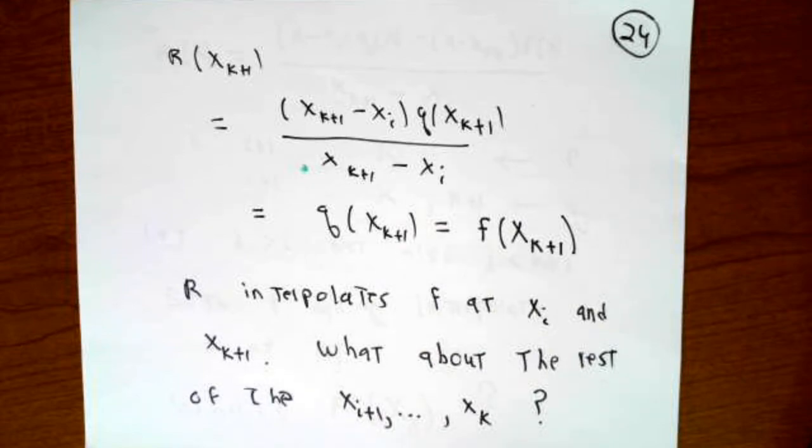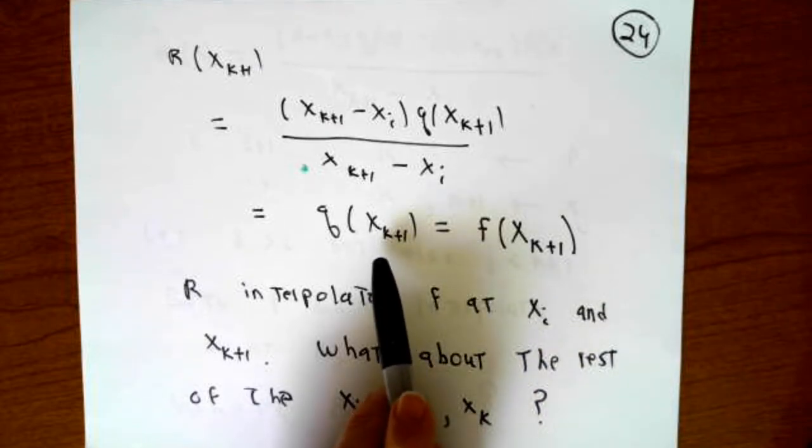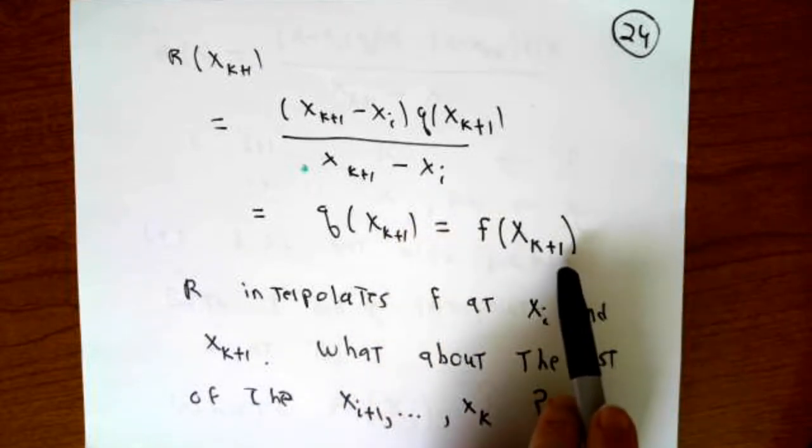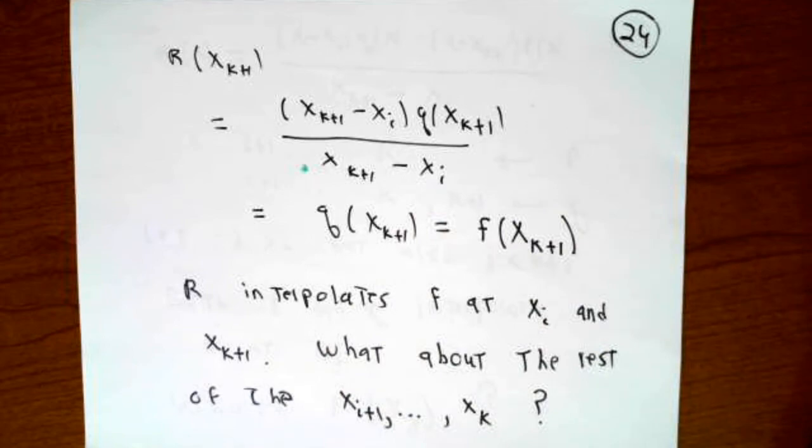Q interpolates function f at indexes i plus 1 through and including k plus 1. Q at x number k plus 1 is the function value that goes with x number k plus 1. This r polynomial interpolates the function f certainly at xi and also certainly at x number k plus 1. What about all the other indexes?